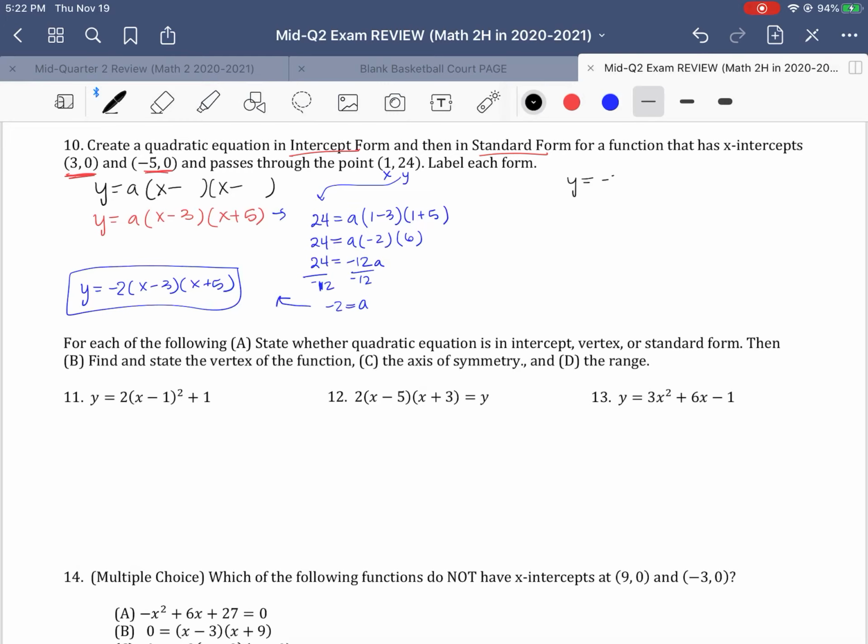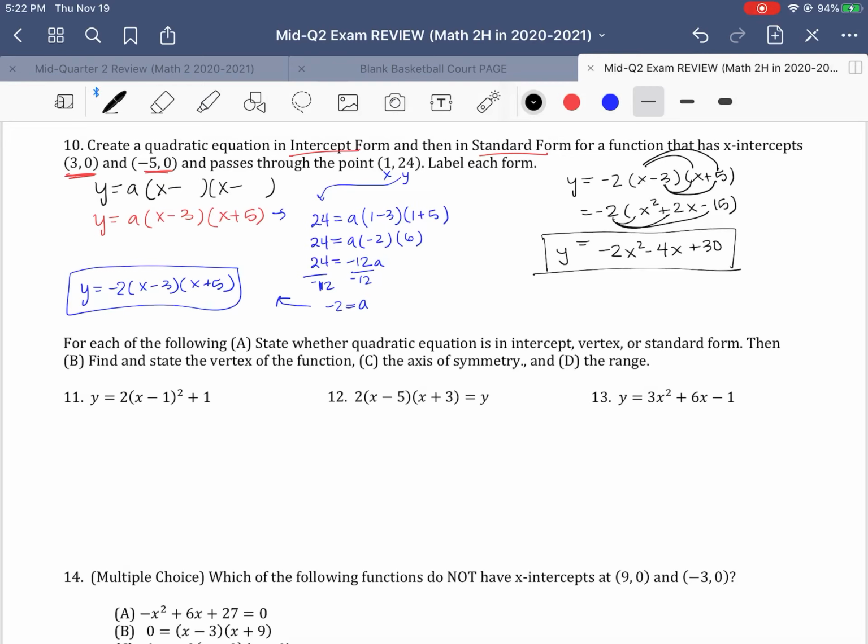Now again, if we want to write it in standard form, I'm going to write this off to the right-hand side. We've got x minus 3, x plus 5. And remember, if we want to distribute this, we can just go ahead and FOIL that. So we get x squared, we get positive 5x minus 3x, which combines to 2x, and then we get negative 15 there. And then we go ahead and distribute that negative 2 into each piece. So negative 2x squared minus 4x plus 30, because we've got a negative times a negative. That would be our standard form.